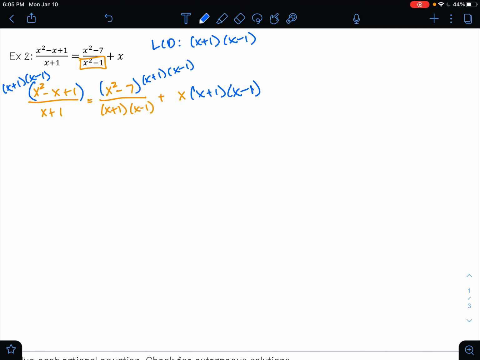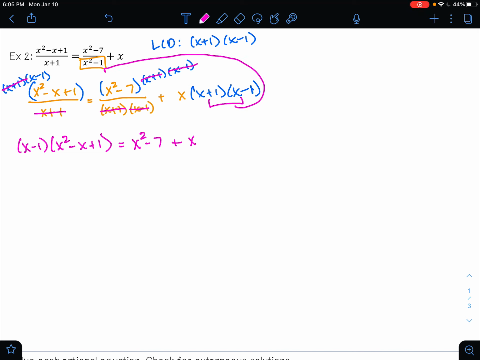So let's see what simplifies. X plus 1 is going to eliminate with x plus 1, and that's going to leave me with x minus 1 times x squared minus x plus 1. Over here, x plus 1 eliminates with x plus 1, and x minus 1 eliminates with x minus 1, just leaving me with x squared minus 7 in my numerator. Plus, I'm going to bring down x, and if you multiply x plus 1 by x minus 1, you get back what we originally factored, which was x squared minus 1.